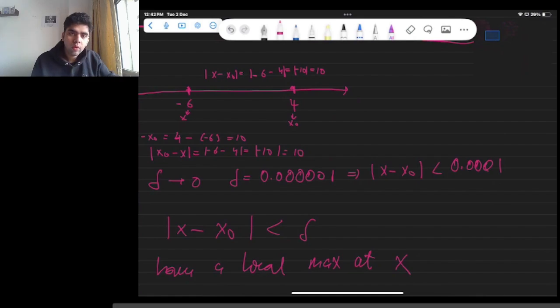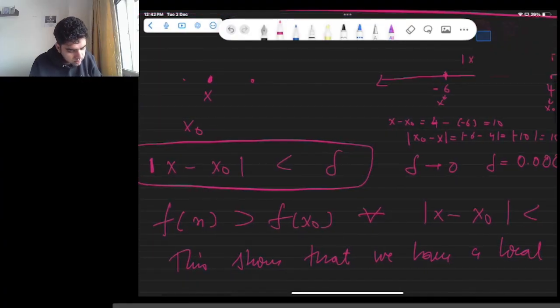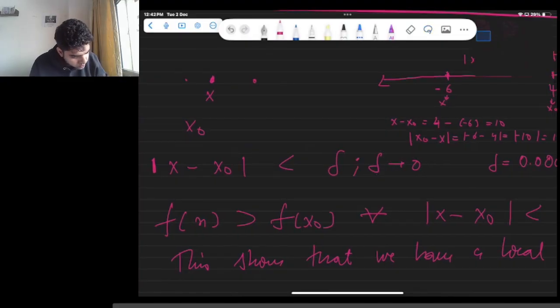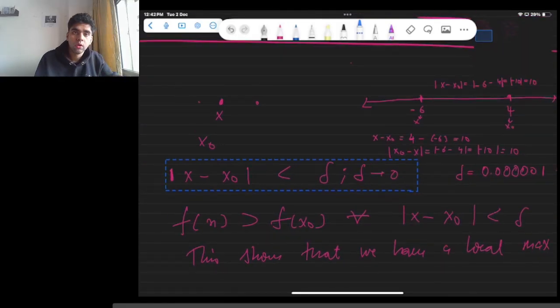So that is what we mean as local. This whole expression signifies what we mean by local. This tells us local. This explains what is local, right?